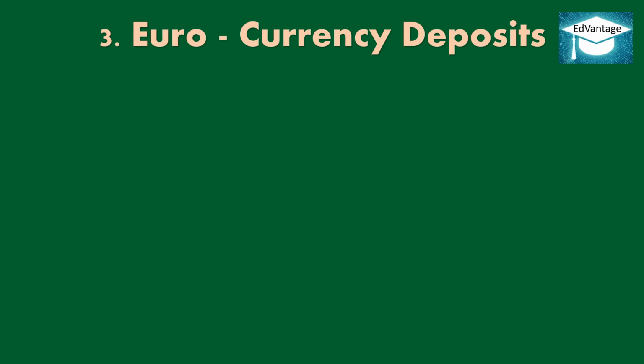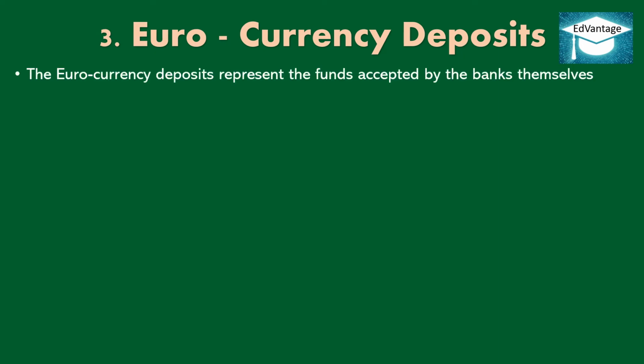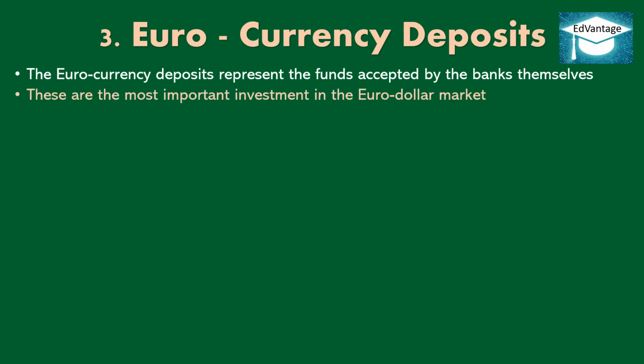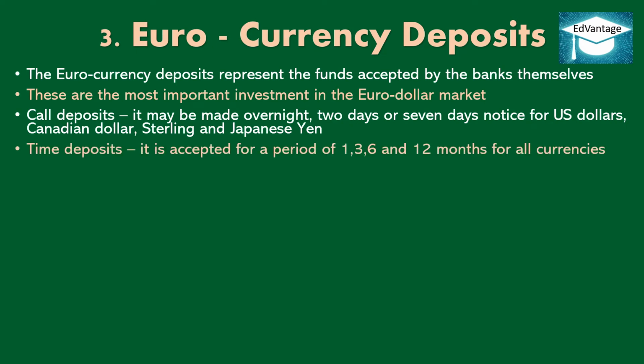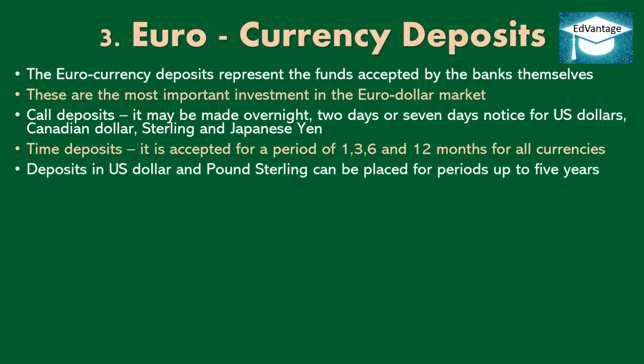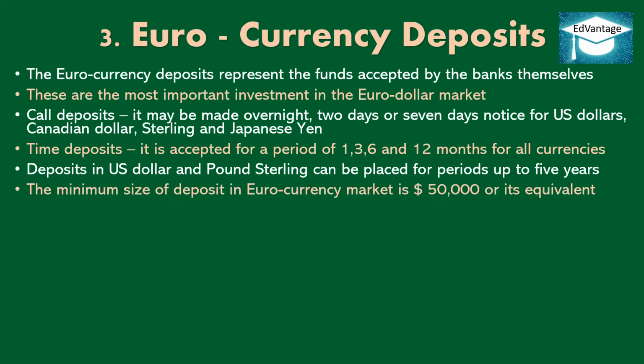3. Euro currency deposits. The euro currency deposits represent the funds accepted by the banks themselves. These are the most important investment in the euro-dollar market. Call deposits. It may be made overnight, 2 days or 7 days notice for US dollars, Canadian dollar, sterling and Japanese yen. Time deposits. It is accepted for a period of 1, 3, 6 and 12 months for all currencies. Deposits in US dollar and pound sterling can be placed for periods up to 5 years. The minimum size of deposit in euro currency market is $50,000 or its equivalent.